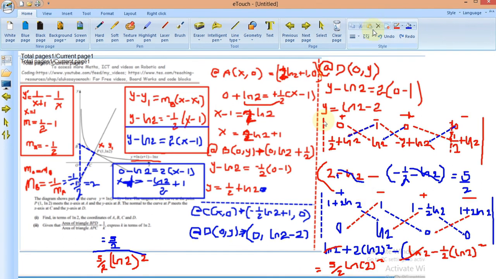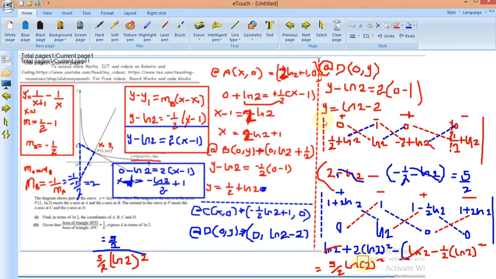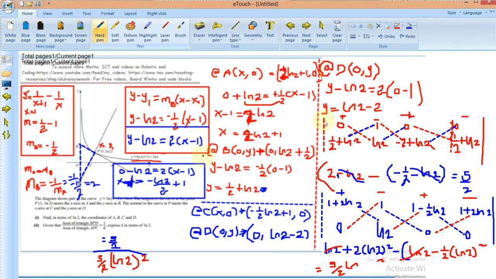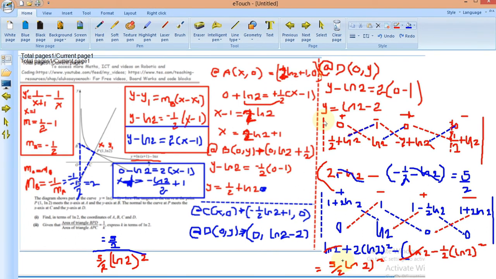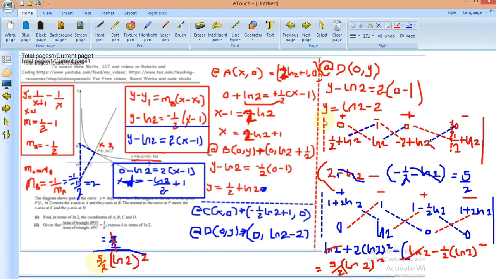ln 2 all squared. And I'm not sure if my eraser will work now. Sometimes this board just, oh, okay, thank God. So ln 2 all squared. Okay, so what do you have there now? So this is 5 over 2. Cancel this 5 over 2. That is 1. Okay, and our answer is coming as 1 over k, and k is ln 2 all squared.